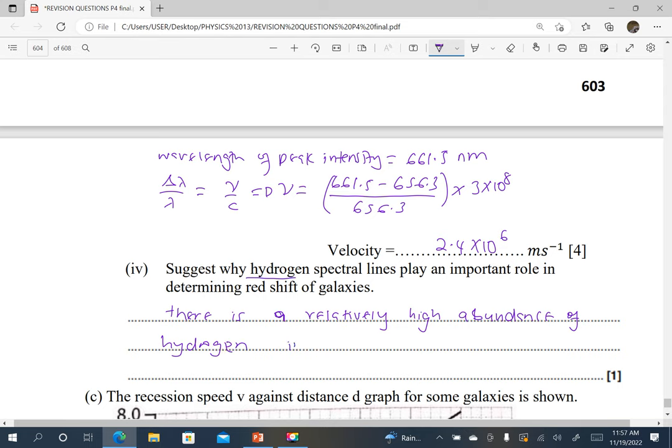In stars, there's a relatively high abundance of hydrogen. That's why it serves a very important role in determining the redshift. So the spectral lines of hydrogen are the most popularly used to determine the redshift.